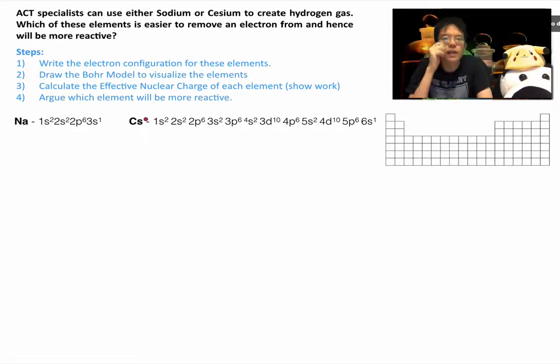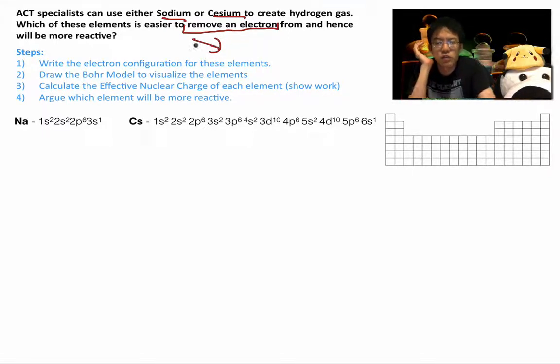Right now we're looking at comparing sodium and cesium to create hydrogen gas. And I want to know which of these is going to be easier to remove an electron from. Now when I think of removing an electron, I'm thinking about the ionization energy, which is the energy needed to remove an electron. So I know that's going to be important.